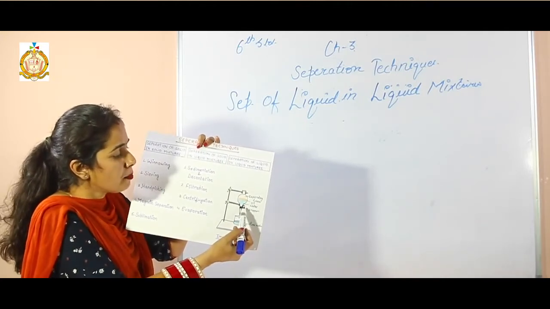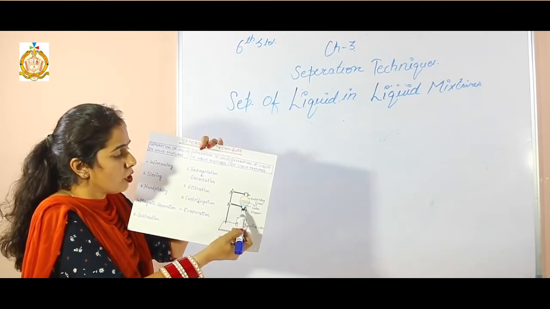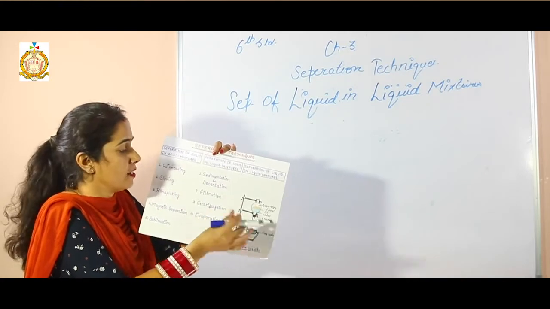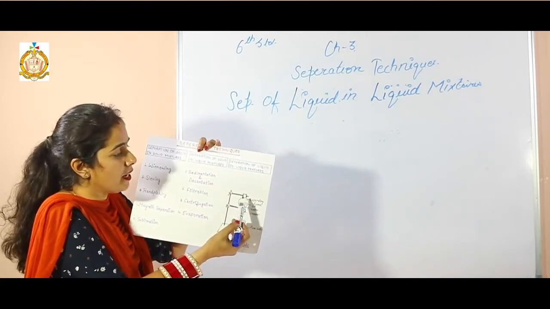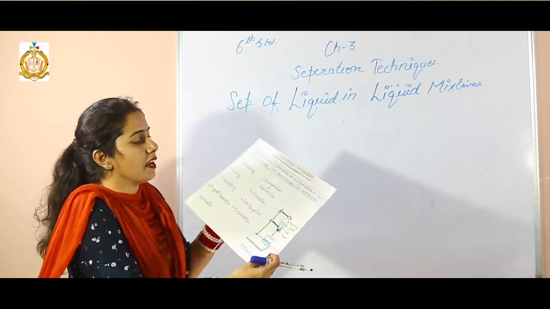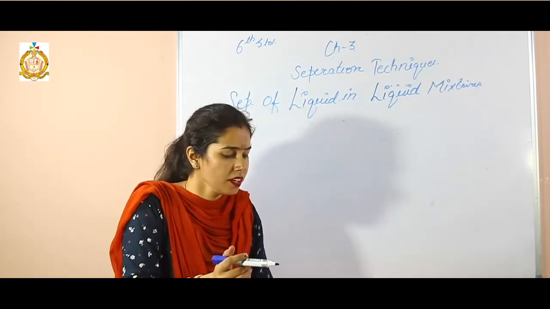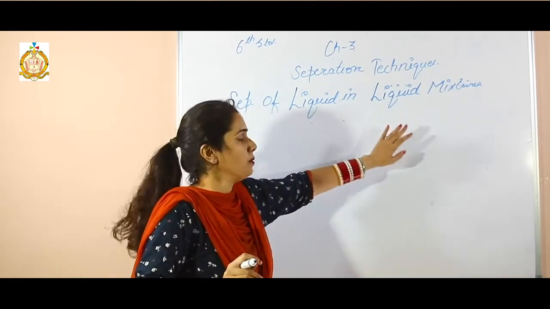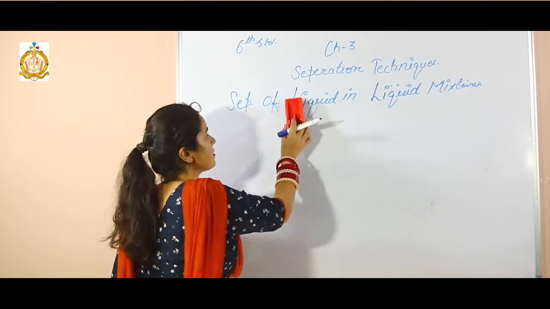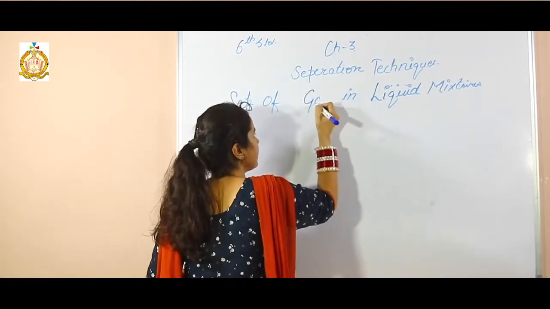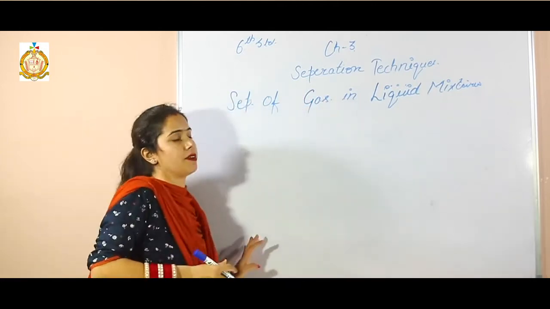Then with the help of the stopper, we can take the lower layer of water into another vessel, and the oil is left behind. So in this way we can separate the two immiscible liquids with the help of a separating funnel. Now this is the method of separation of liquid in liquid mixture. Now the next one, that is separation of gas in liquid mixture.